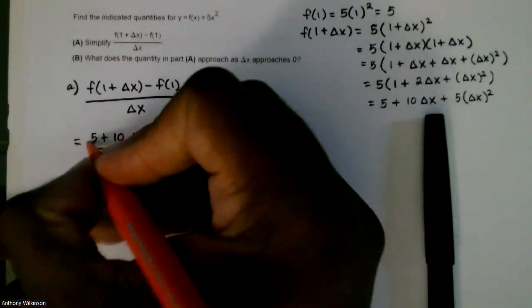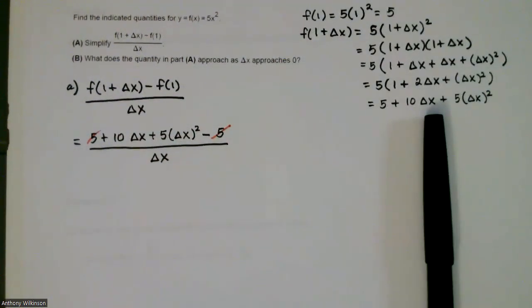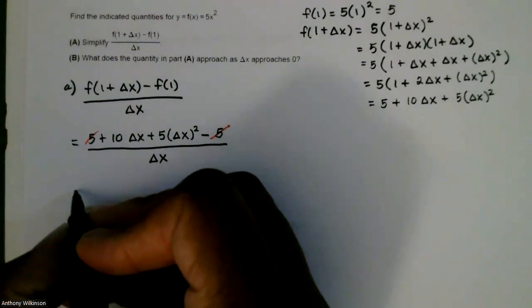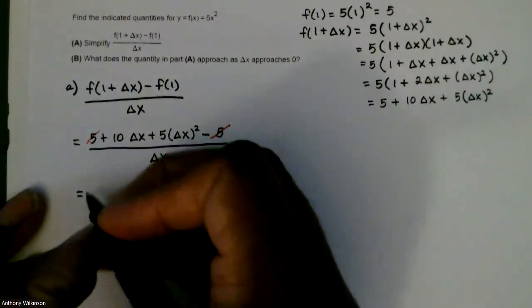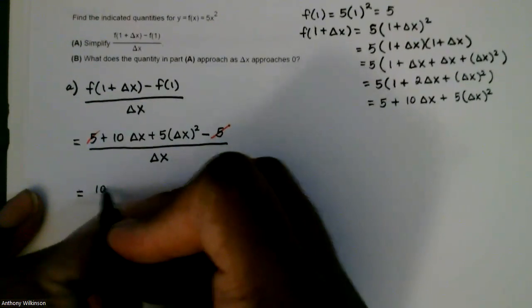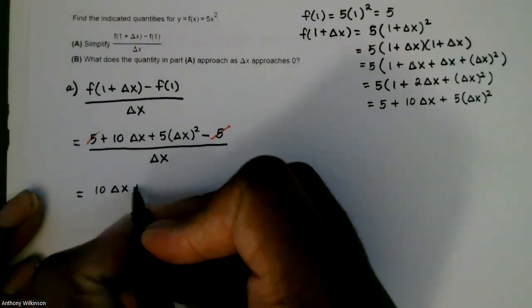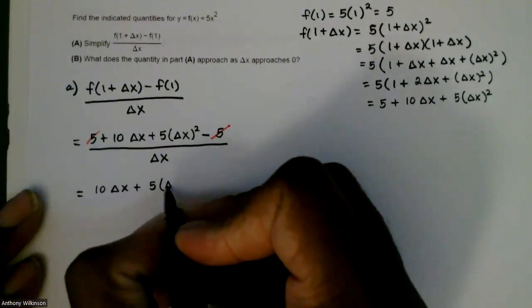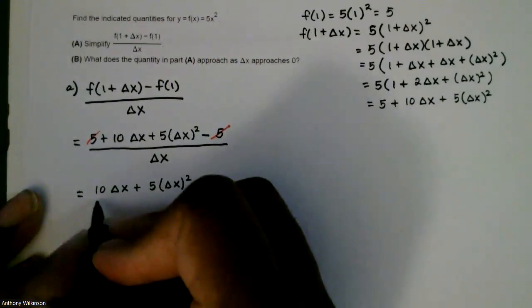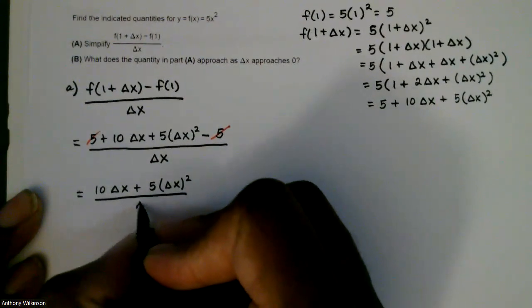All right, now if I simplify this, the 5's add to 0, 5 minus 5, that would give me 0, so that's gone. I'll be left with terms that have delta x in them: 10 delta x plus 5 delta x, and that's squared, divided by delta x.